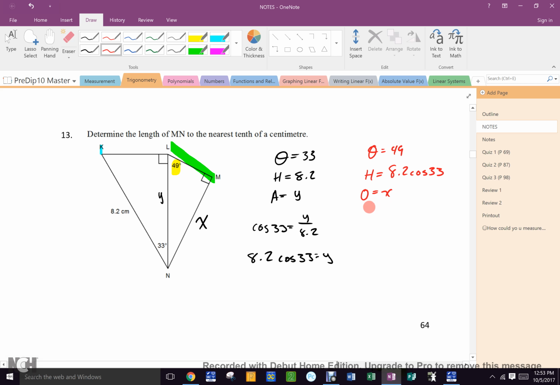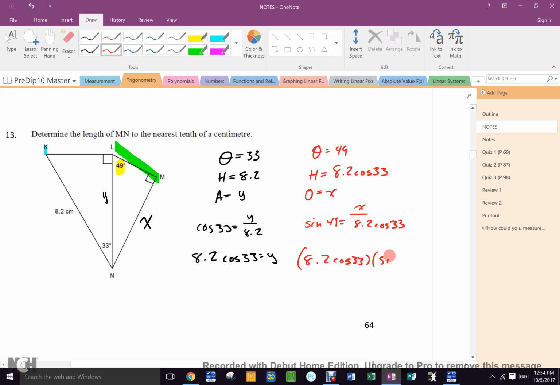So, for me, o and h is sine. Sine 49 equals x over 8.2 cos 33. So 8.2 cos 33 times sine 49 will give me my x.